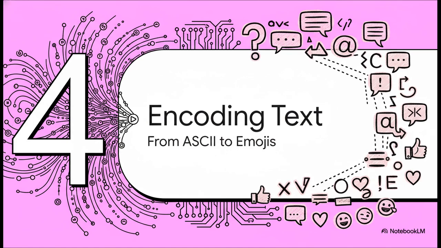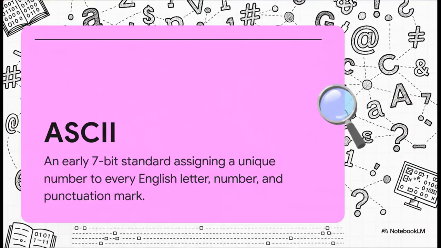All right, so we've got numbers covered. That's a huge step. But how do we make the leap from just numbers to representing, well, all of human language? Well, the first big breakthrough on this was something called ASCII, and it was a simple but absolutely brilliant idea. Just assign a unique number to every character. So, using 7 bits, ASCII created a map of 128 codes for all the uppercase and lowercase English letters, all the numbers 0 through 9, and all the common punctuation marks you'd need.